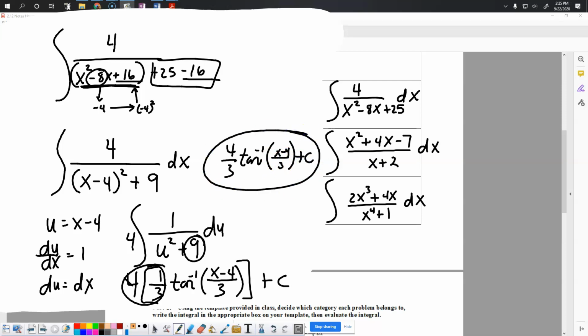Okay, so that's a completing the square example. So that takes care of this one. Let's move on to the next one. Go ahead and pause the video and try the long division problem. And when you unpause it, you will see the solution worked out.